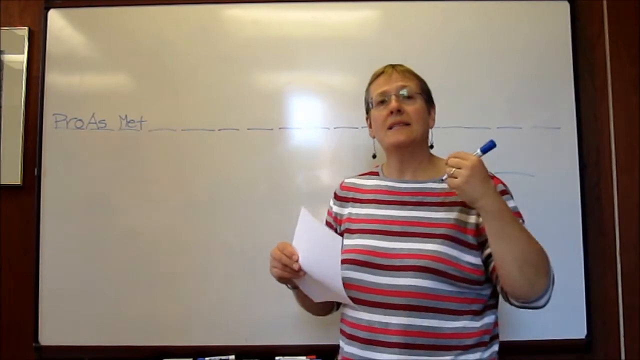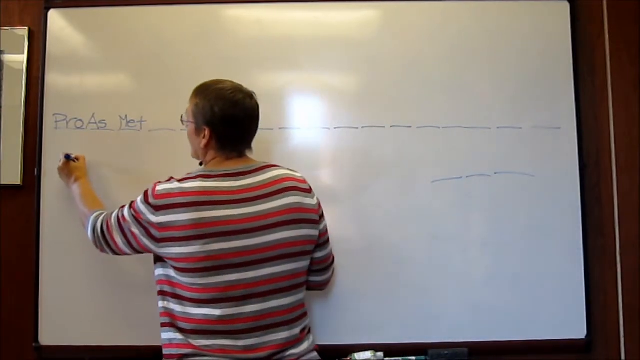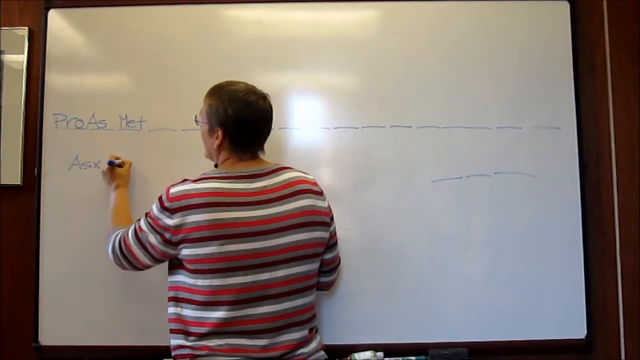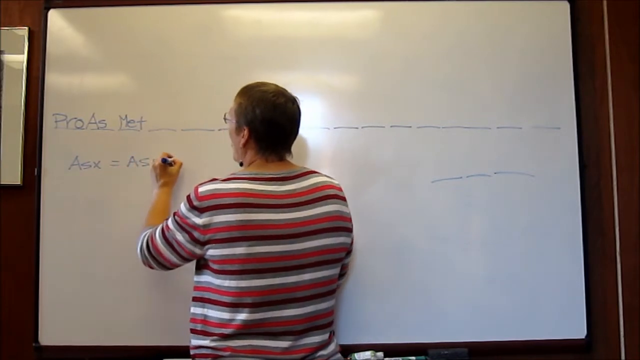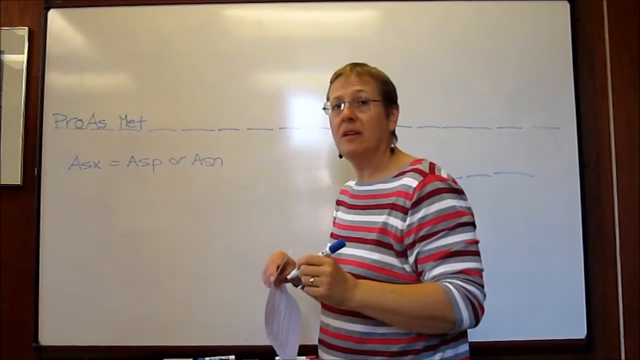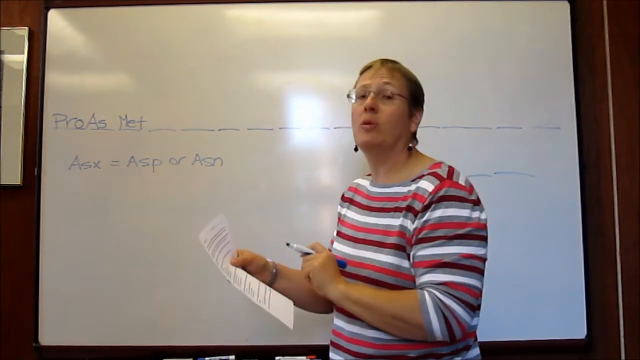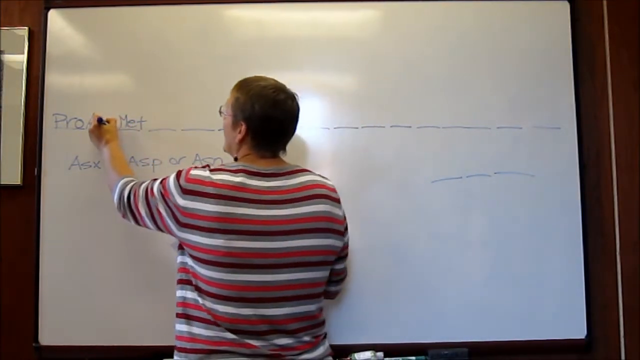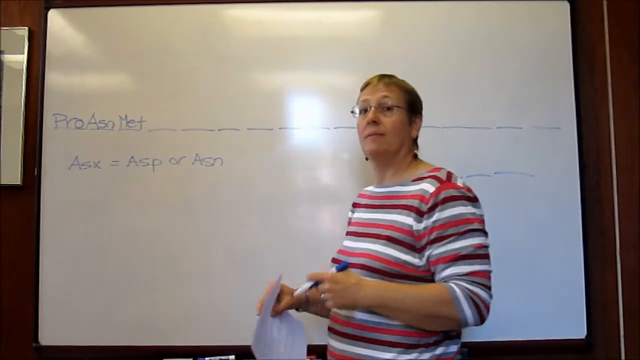Now, ASX could be either ASP or ASN. When it has ammonia with it, it's ASN. This has ammonia with it, NH4. So I'm going to call this ASN. I know that now. Great.